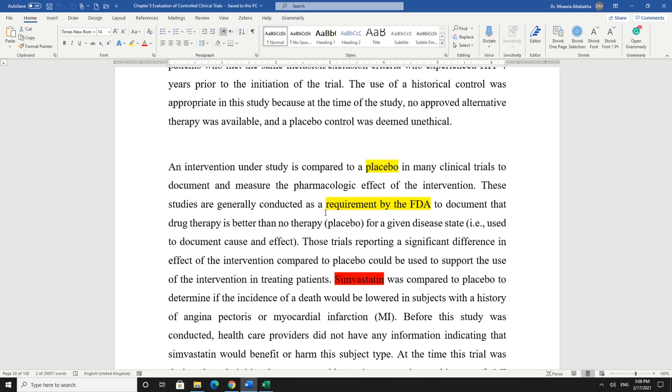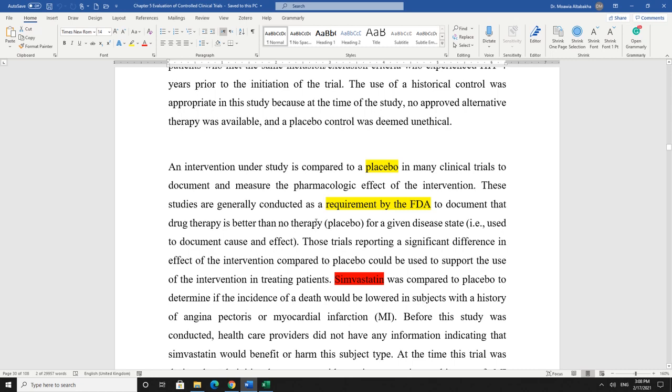Okay, and these two things. They tell you in order to say it's safe and effective, you must have placebo. Because if you have another drug, then you might not find a significant difference. If there is another drug, there might be no significant difference between the two drugs, and this is not proof.